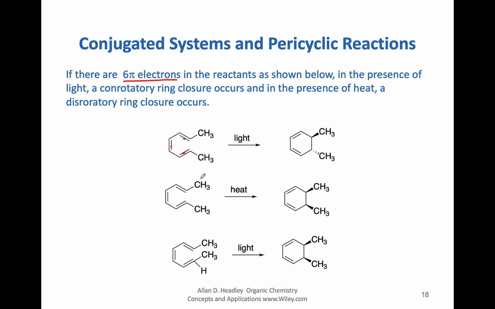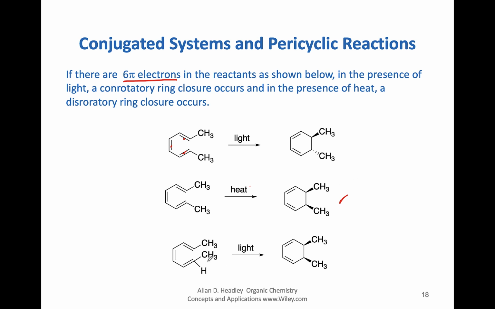Over here we have the same type arrangement, same 6 pi system, and we have the same type arrangement on the same side of the polyene here. And using heat, we'll have the opposite type closure, and then we'll have this cis arrangement.